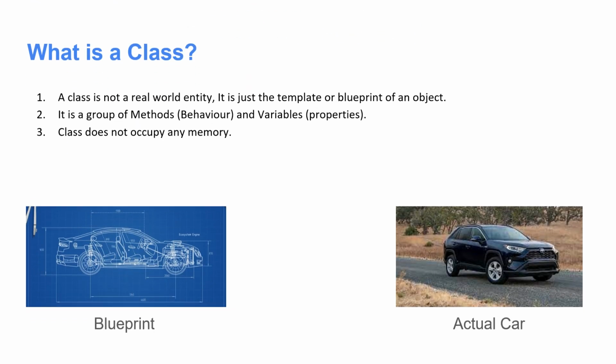What is a class? A class in Java is like a blueprint or template, not a real-world object itself, but a design for creating objects. It defines properties using variables and behaviors using methods. For example, a car class might have properties like color and speed, and methods like drive or brake. A class doesn't take up memory until you create an object from it.